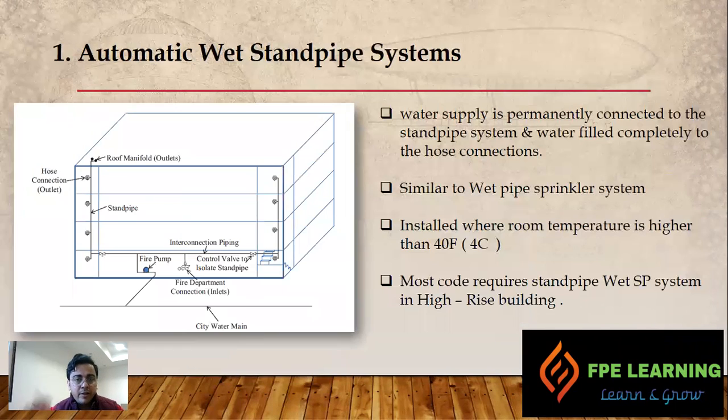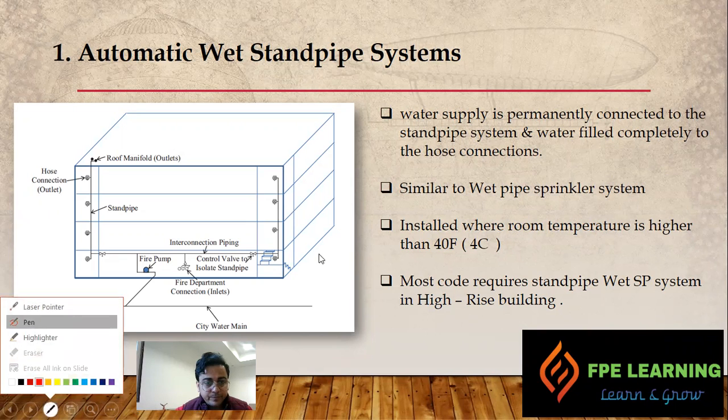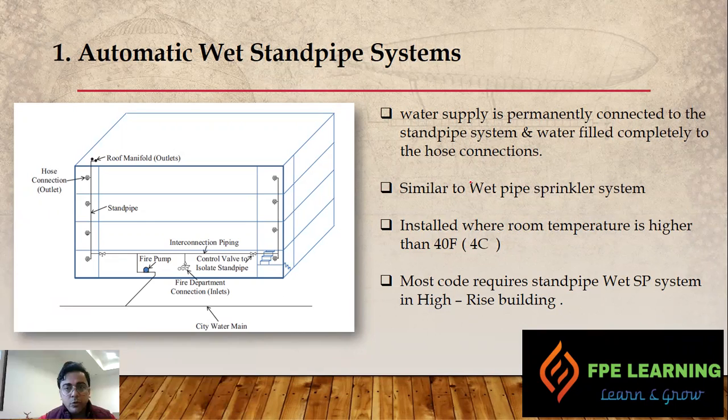So keeping that in mind, let's start with the first one, which is automatic wet standpipe system, right? The automatic wet standpipe system is similar to the wet pipe sprinkler system, right? It is similar to a sprinkler system, and the water is connected and the system is pressurized all the way to each and every hose connection, right?